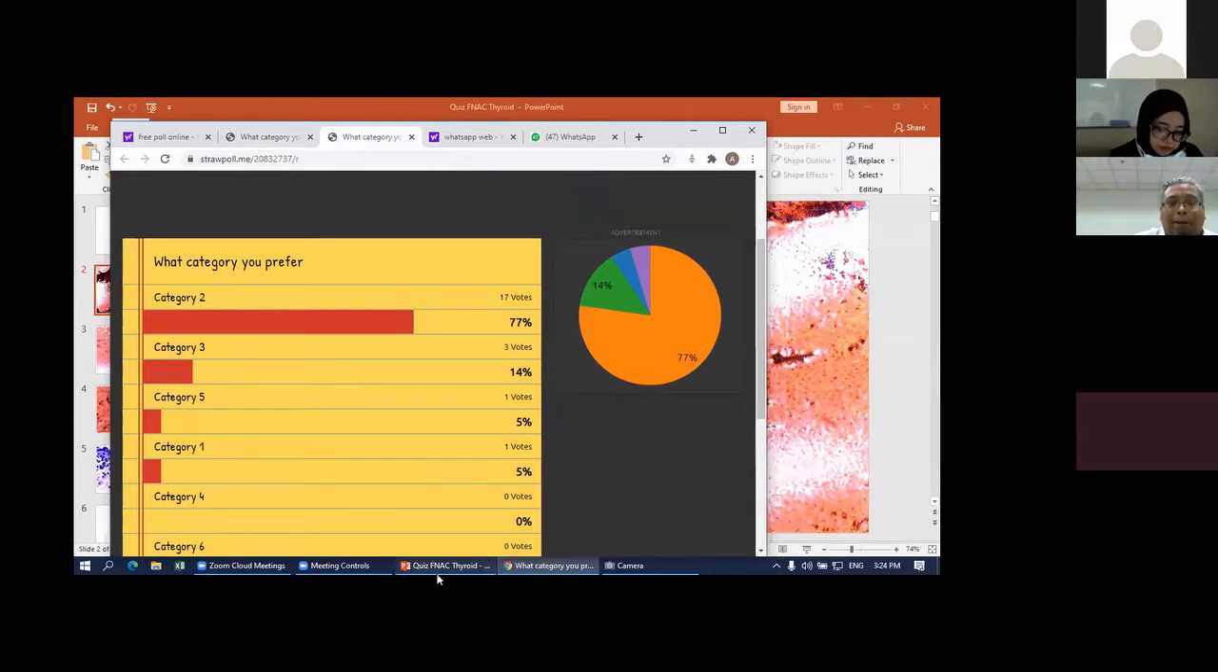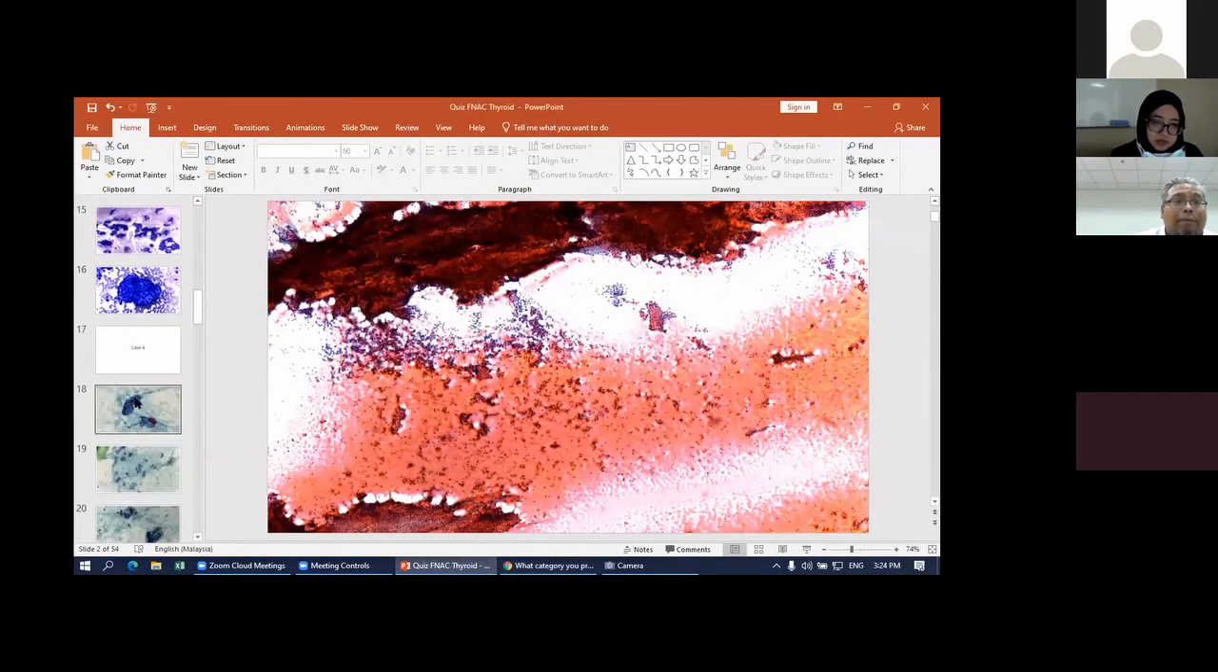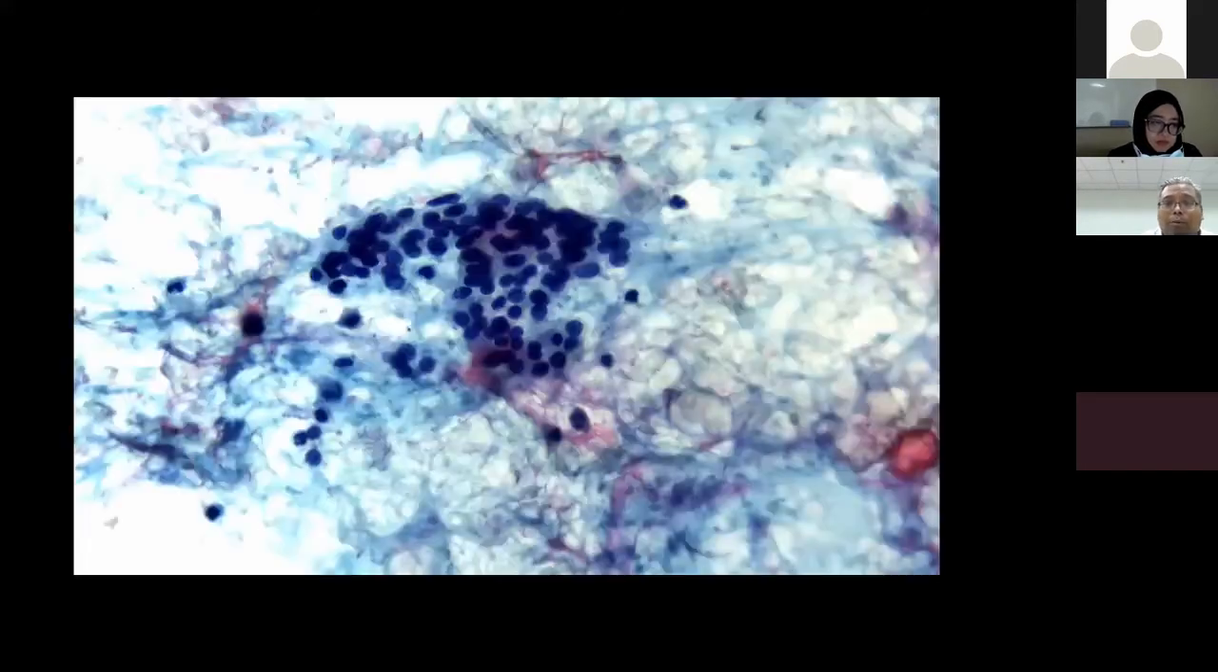So let's have a look a bit. Majority of you say it is category 2. This is actually case number 5. So what you can see is that the cellularity is not that many, but it still fits the more than 6 follicles. Colloid is not that much. You can see quite well.